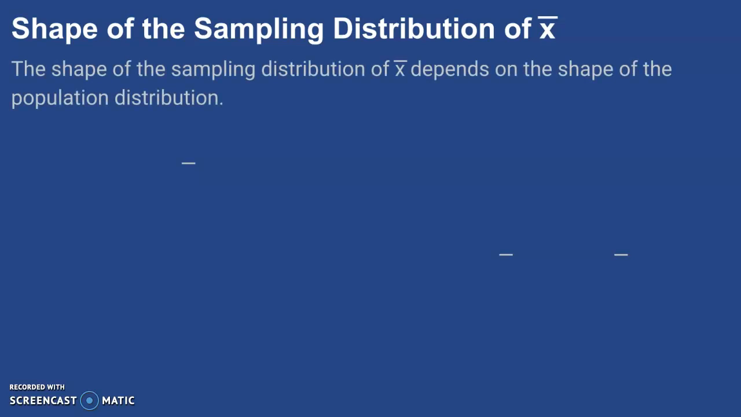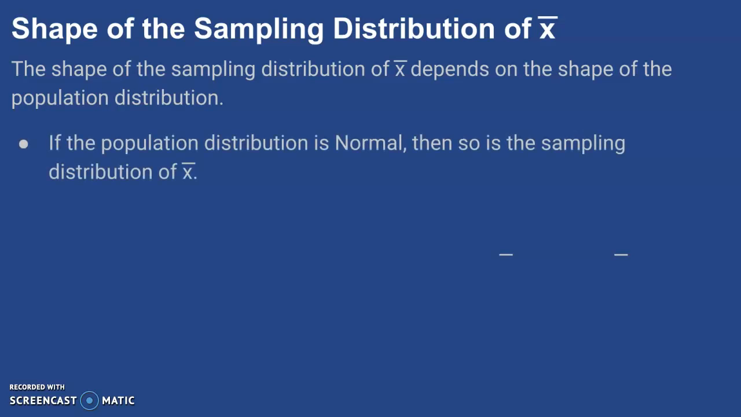The shape of the sampling distribution of x bar depends on the shape of the population distribution. If the population distribution is normal, then so is the sampling distribution of x bar. This is true no matter what the sample size is. And if you think about it, that makes sense. If you have a normal population and you take all possible samples of size 1 and plot them, you're going to get a normal distribution back because you're just going to get the whole population.